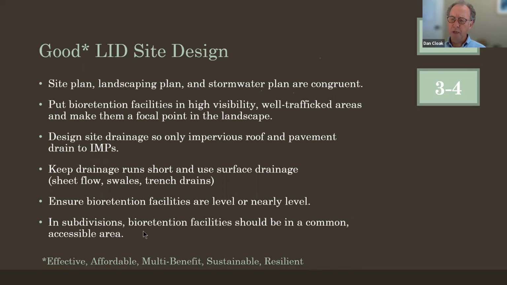And then we have this objective that in subdivisions, bioretention facilities should be in a common accessible area. And this is not always honored. There are perfectly nice designs where, for one reason or another, usually having to do with issues related to the subdivision map, facilities are located on individual lots.